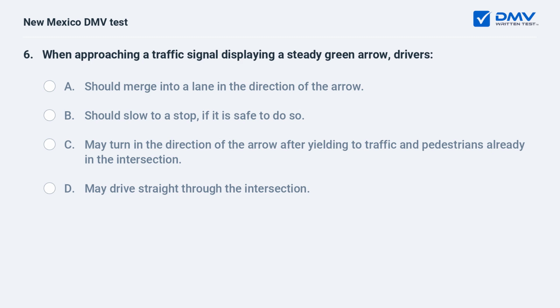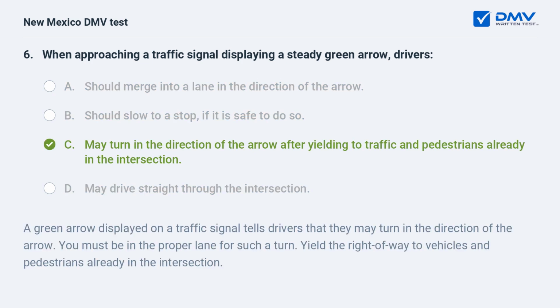When approaching a traffic signal displaying a steady green arrow, drivers A. Should merge into a lane in the direction of the arrow. B. Should slow to a stop if it is safe to do so. C. May turn in the direction of the arrow after yielding to traffic and pedestrians already in the intersection. D. May drive straight through the intersection. C. May turn in the direction of the arrow after yielding to traffic and pedestrians already in the intersection. A green arrow displayed on a traffic signal tells drivers that they may turn in the direction of the arrow. You must be in the proper lane for such a turn. Yield the right-of-way to vehicles and pedestrians already in the intersection.